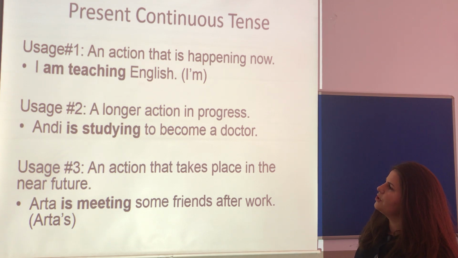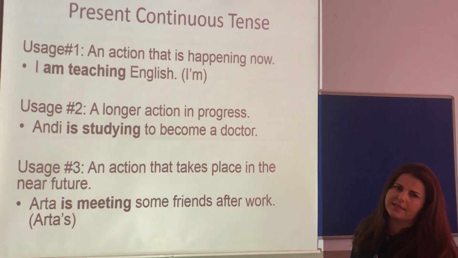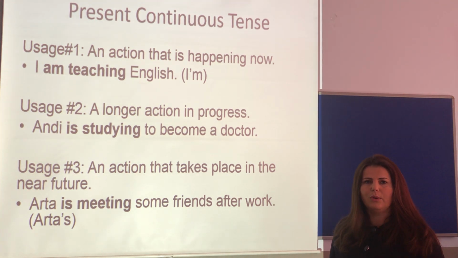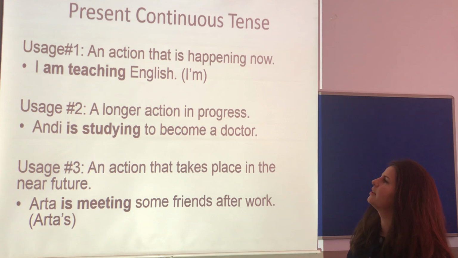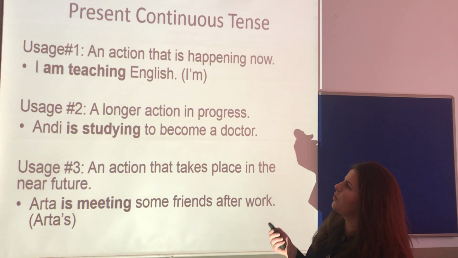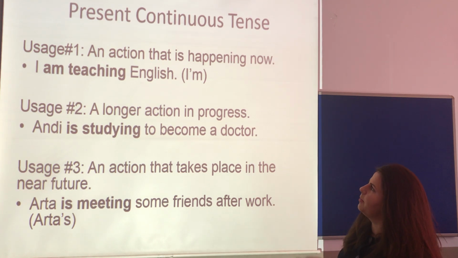I am teaching English is an action that is happening now. I am teaching English and you are learning English. So this is an ongoing action. I refers to the subject. Am is the verb to be for the first person. Teaching remains the same for all persons. English. So the contraction or the short form for I am is I'm.